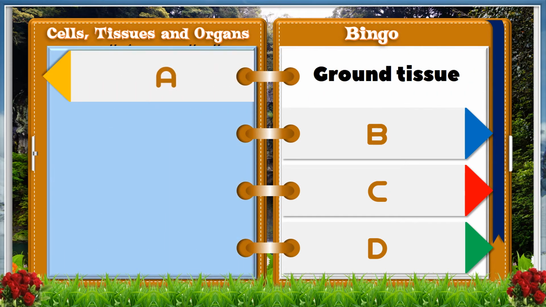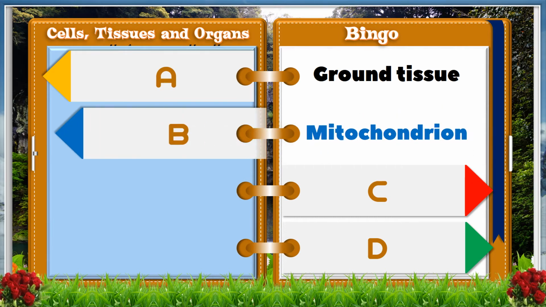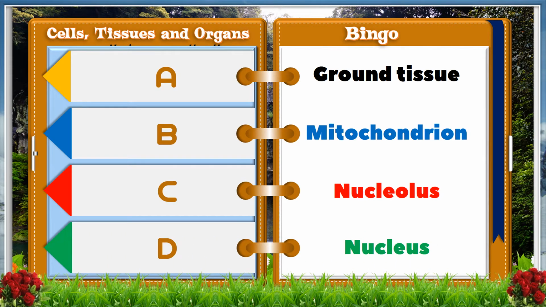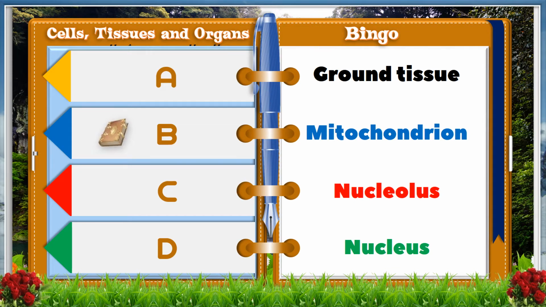A. Ground tissue. B. Mitochondrion. C. Nucleolus. D. Nucleus. And the answer is B. Mitochondrion.